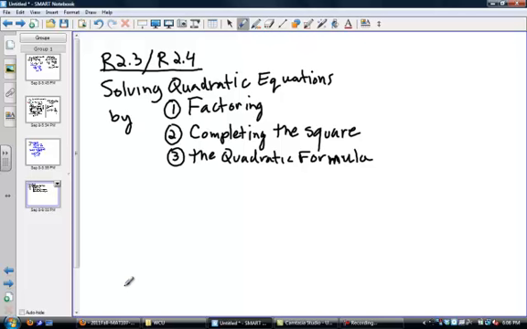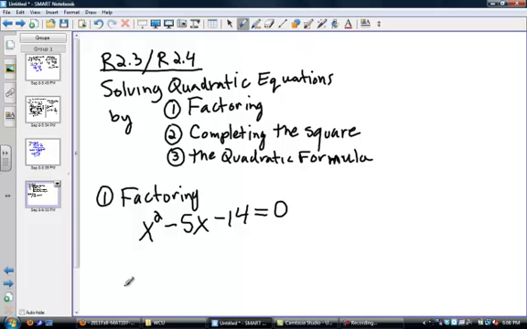It's really the same questions from 1.6, now with equals 0. And that's really all it is. So if we go back to those kinds of questions, if we take something like x squared minus 5x minus 14 now equals 0. Before they were just expressions, just the left-hand side of this. Now we have an equation equal to something.